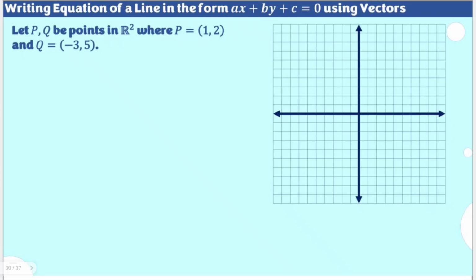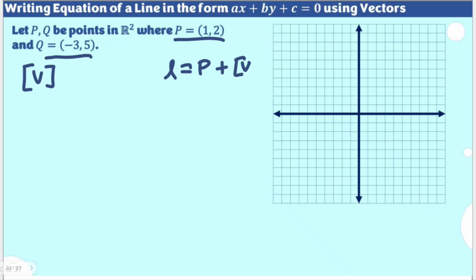In the previous videos, we were able to determine the direction vector of a line passing through two points, in this case points P and Q. We identify again your direction vector V, and if you are going to write an equation of a line using this vector, you represent it as L equals P plus your direction vector V. Or you can also use Q, but nevertheless, P and Q are on the same line. So we are writing it in that manner.